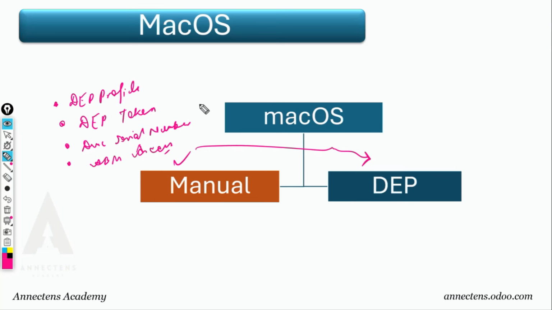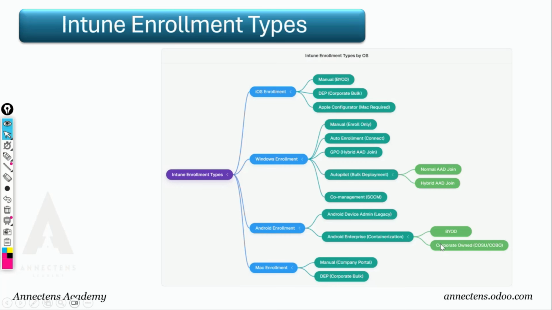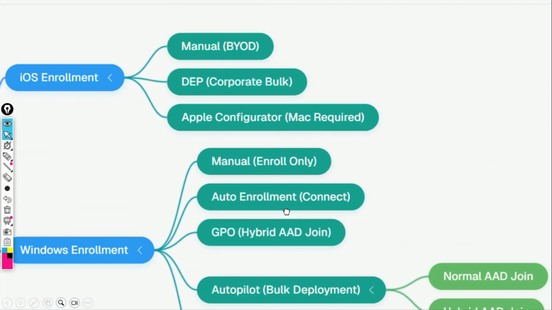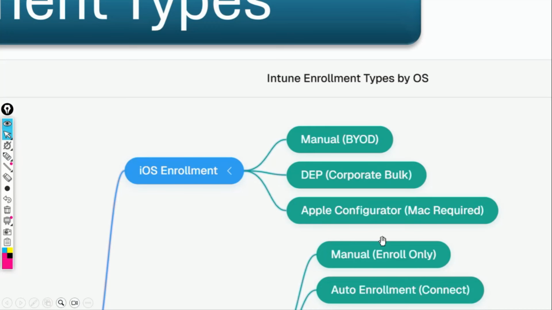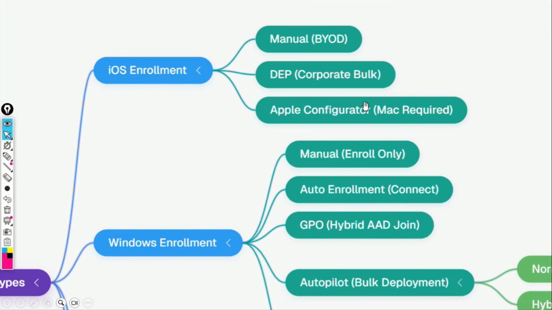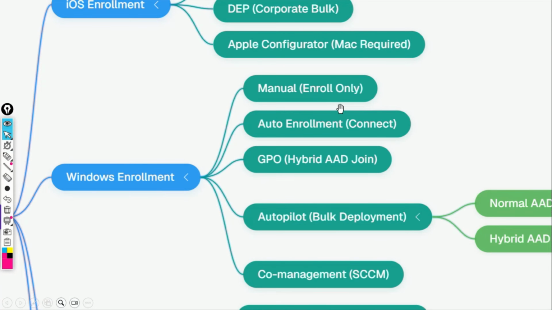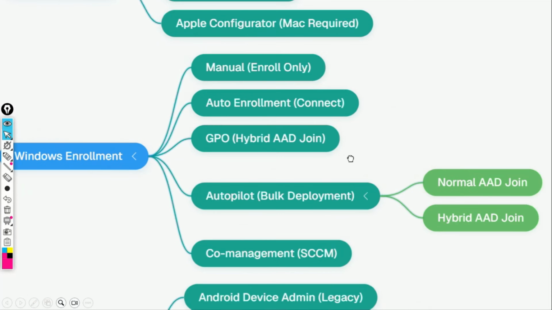Let's understand this in more detail. I just tried setting up something. Okay, enrollment methods, I'll do a zoom. When you're setting up iOS enrollment, there are three ways: manual, DEP, and Apple Configurator, where you require a physical Mac device to set up Apple Configurator. For Windows enrollment, there is manual enrollment, auto enrollment, and GPO. Auto enrollment and GPO require a hybrid AD join.